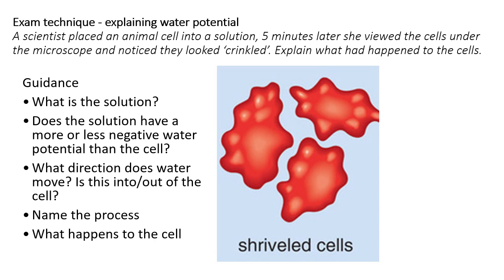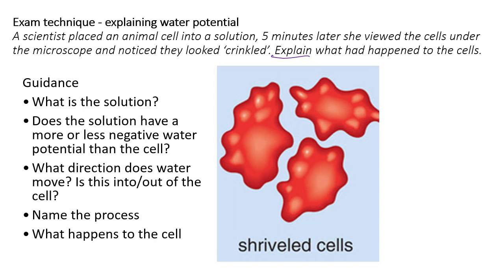So we're going to talk a bit about exam technique now, and this is explaining water potential. So here our question is, a scientist placed an animal cell in a solution. 5 minutes later, she viewed the cells under the microscope and noticed that they looked crinkled. Can you explain what happens to the cells? So oftentimes people just give 1-sentence answers for these, but there's a lot more key things that we can actually say when we're explaining the answer to this question.